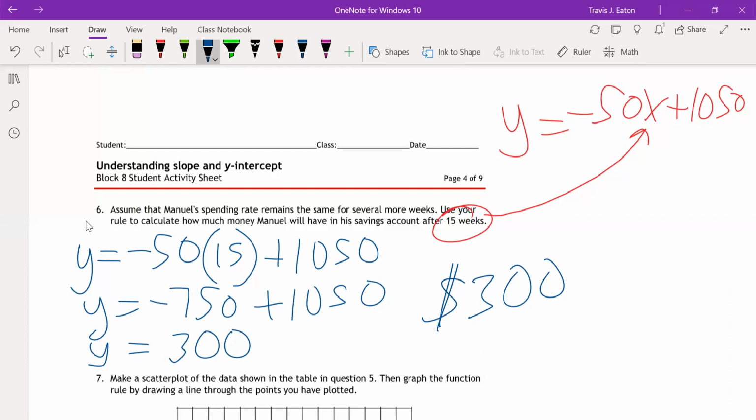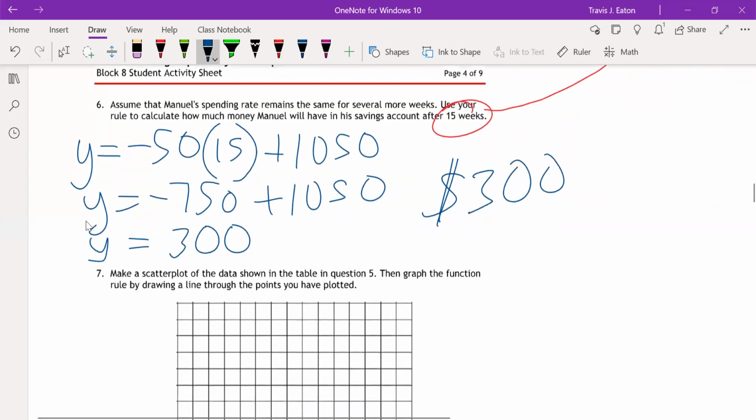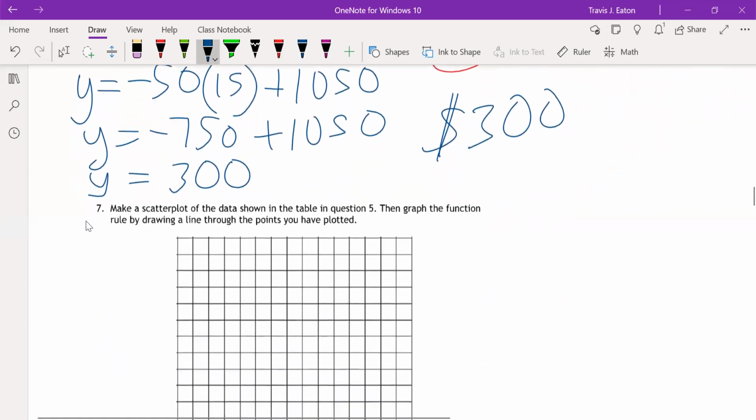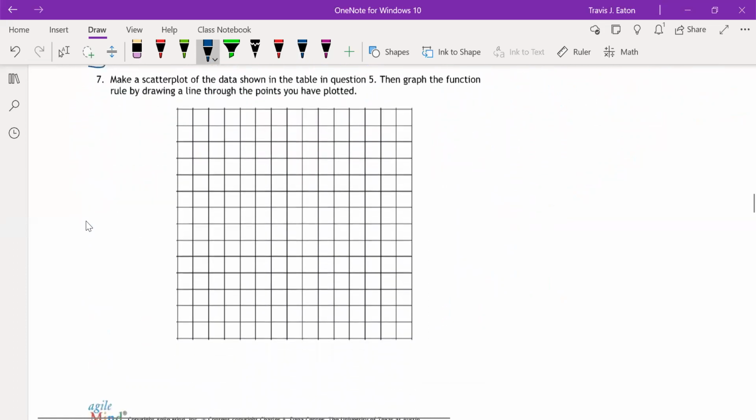Okay. No questions so far. So far, so good. Doing well. All right. Just a second here. I need to take care of that. There we go. All right.